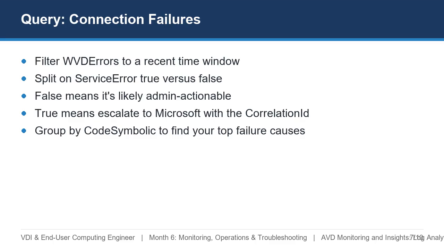Your first go-to query is against WVDErrors. Filter to the last day, then split on the service error column. When it's false, the issue is something you can likely resolve yourself, a configuration or permissions problem. When it's true, it's a service-side issue and you escalate to Microsoft support, always including the correlation ID so they can trace the exact event. Grouping by code symbolic quickly surfaces your top recurring failure causes.